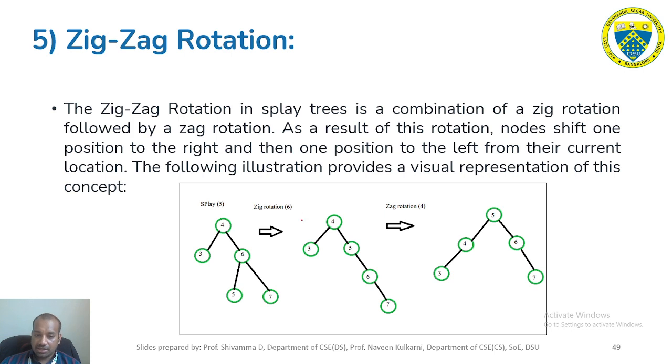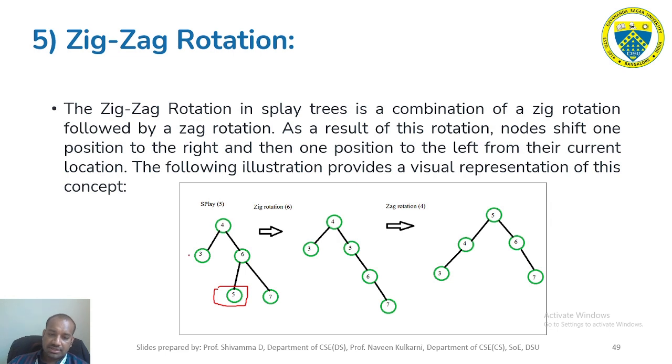So this is a typical case. This is also equivalent to a kind of double rotation. Let us check how it is done. You see this here, I want to do a splay of 5. If I want to do a splay of 5, this is an inner node. Consider this an inner node. I hope you understood this. Okay, this is the inner node.